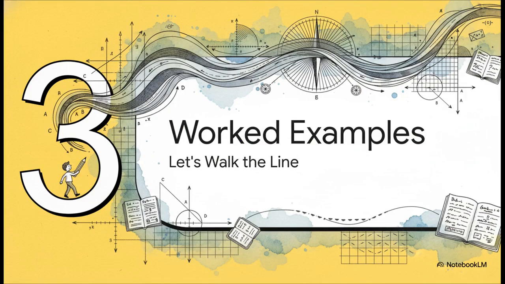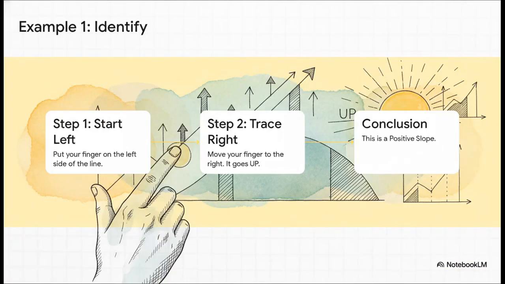Okay, so you've met the 4 types. Now it's time for a little test drive. Let's check out a few examples, just like you might see on a quiz, and put our brand new skills to work. All right, example number 1. Let's follow our rules. We start on the left, we trace our finger to the right, and look at that, our finger moves up. So what kind of slope is it? It's positive. See? Simple as that.